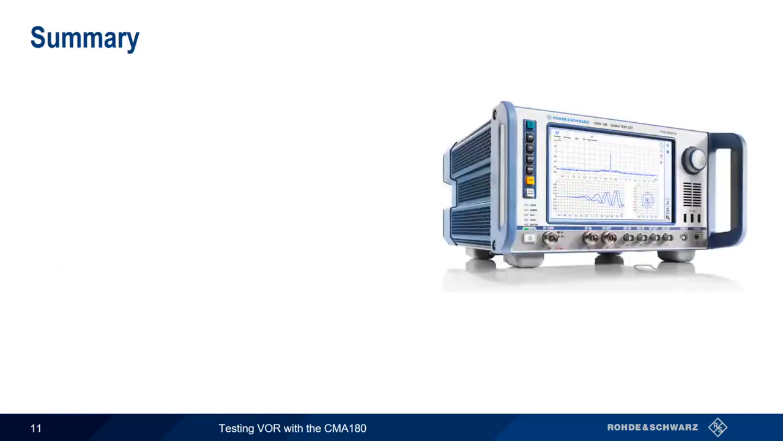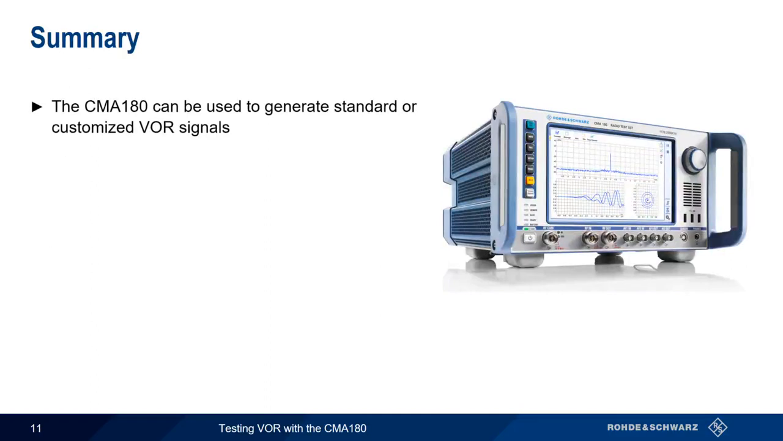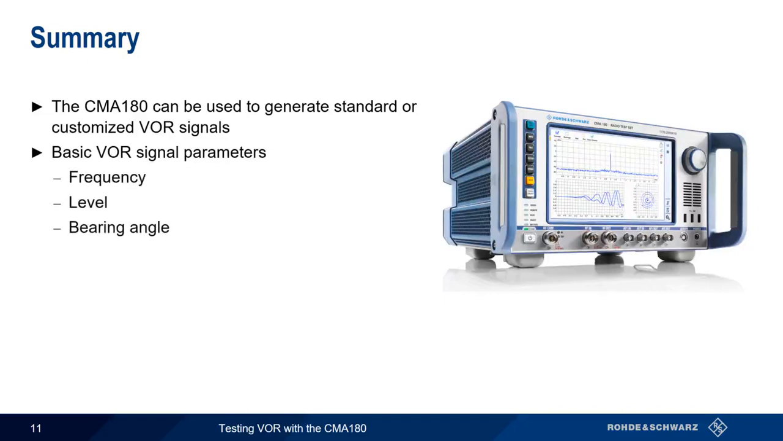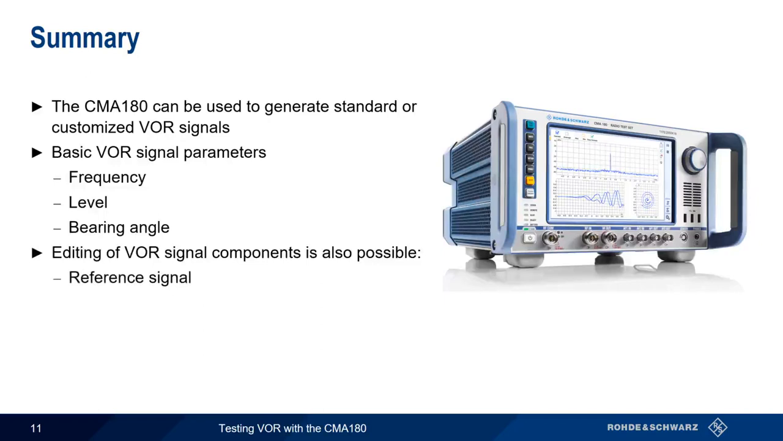In summary, the CMA180 can be used to generate standard or customized VOR signals. The three basic parameters in VOR signal generation are the frequency, level, and the bearing angle or radial. In addition, the various components of the VOR signal can be enabled or disabled or modified. These are the reference signal, the variable signal, and the COM ID signal.